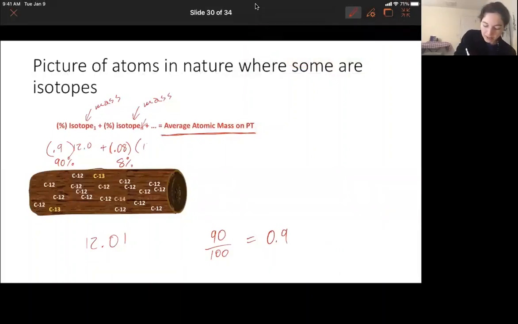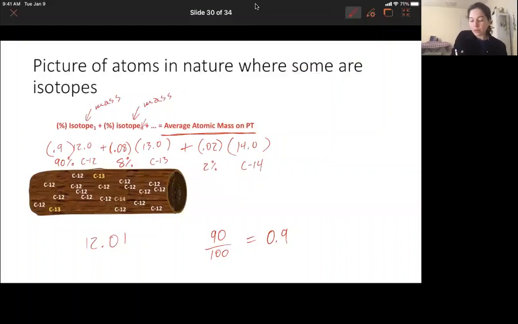And let's say that this is 13.0. That's the mass. This is our C13. This is our C12. And then our C14 gets added in there too. So let's say that that one's like 2%. That's the last 2% there. Okay, so 0.02. And let's say here that its mass is 14.0. This is our C14.